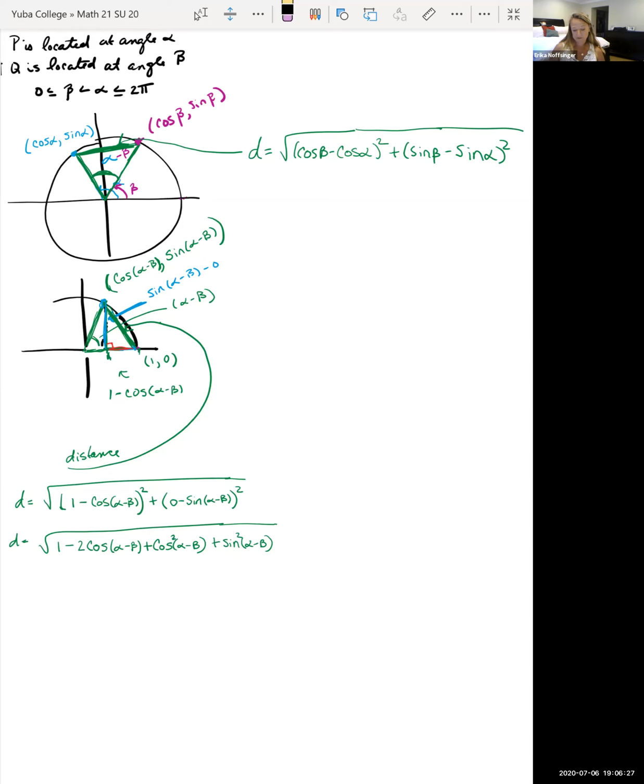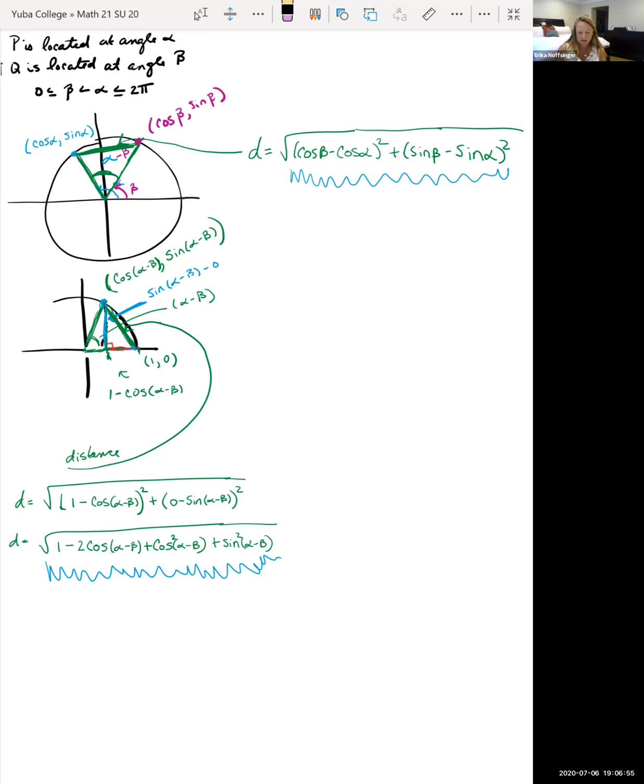So we're trying to prove what cosine of alpha minus beta is. If you look at this, we can set this equation, which we just found for that distance formula, equal to the same distance as when we rotated the triangle of this. And our whole goal is to get this cosine of alpha minus beta by itself.